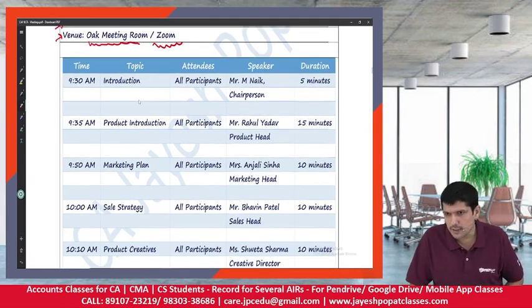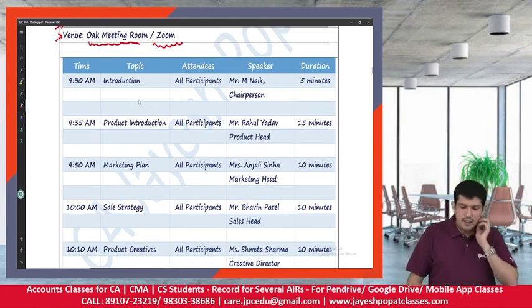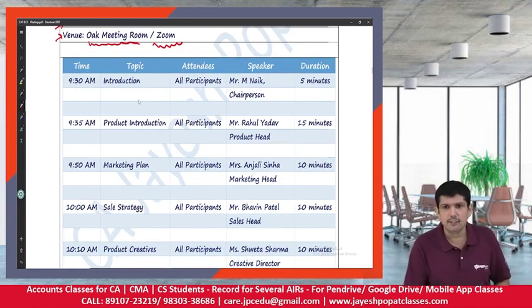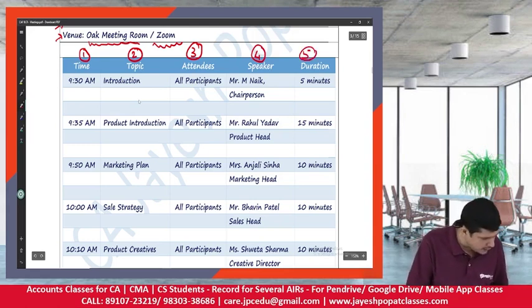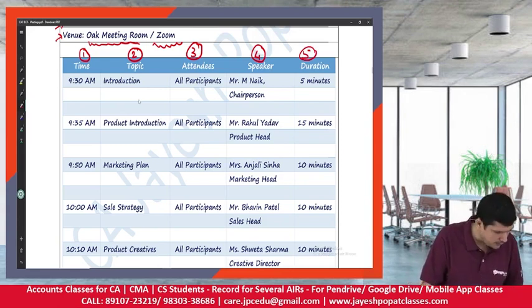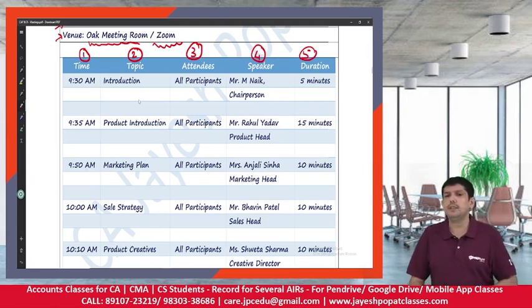Now, as you've already seen the format, the tabular agenda will have 5 columns. Please remember, the first column will be the time. The second column will be the topic. The third column will be the attendees, meaning the people who are supposed to attend this meeting. The fourth column is the speaker, who is responsible to speak on what. And the fifth section will be the duration, or the time which has been allotted to each speaker.